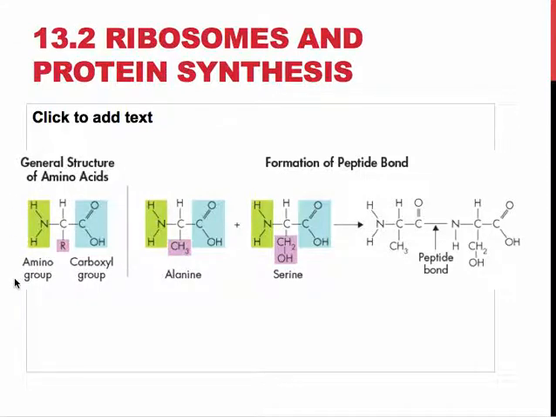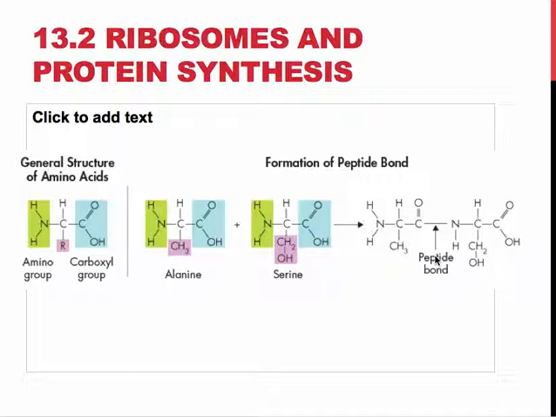Now, if I take two amino acids and combine them together with what's called a peptide bond, and I have a long chain of those, that's called a polypeptide, poly meaning many. You have many peptide bonds, so it's called a polypeptide. There are about 20 different types of amino acids that can be linked together in order to create a polypeptide.